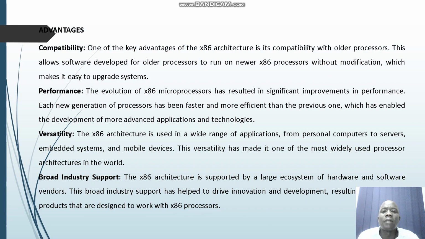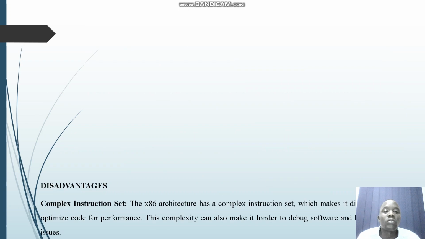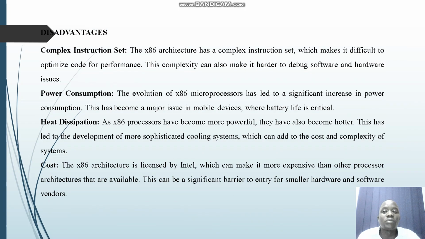Now, when you look at the advantages of the x86 architecture, there are things like compatibility, the performance improvement, the kind of things to do with versatility, and broad industry support. Those are the advantages. Now, when you look at the disadvantages, it talks of the complex instruction set. The x86 architecture has a complex instruction set, which makes it difficult to optimize code for performance.